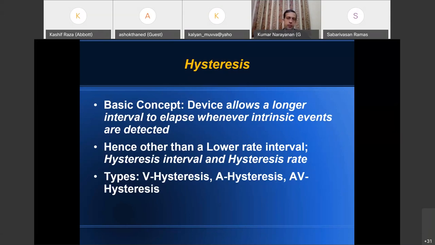interval, programming hysteresis. There can be some other more indirect ways also in some of the algorithms where the rate may fall below the lower rate interval, but we will not go into those. But the direct example which you can remember, and the first thing you should think of whenever you see that a device is not pacing at the set lower rate, the first question you should ask is, has hysteresis been programmed? So hysteresis, three types: ventricular hysteresis, atrial hysteresis, and then AV hysteresis.